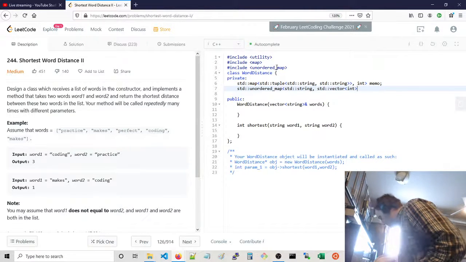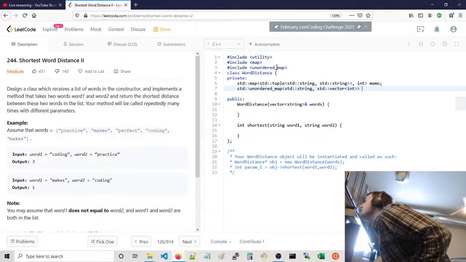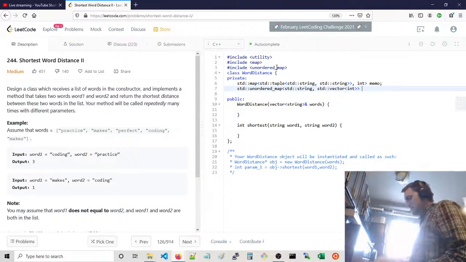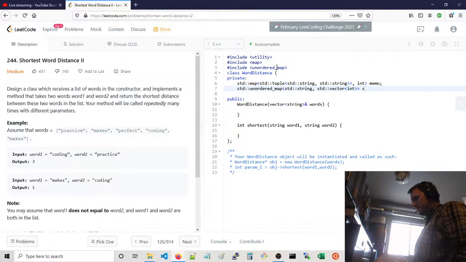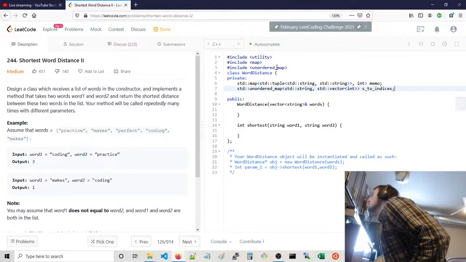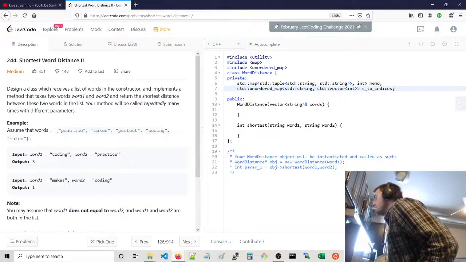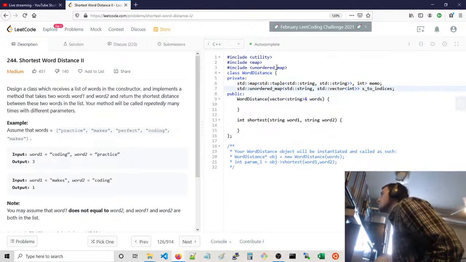Oh, did I hit the insert button? I didn't mean to hit that. Yeah, I guess S to Y. String of indices. And you really don't need more than that. I think that's kind of it.